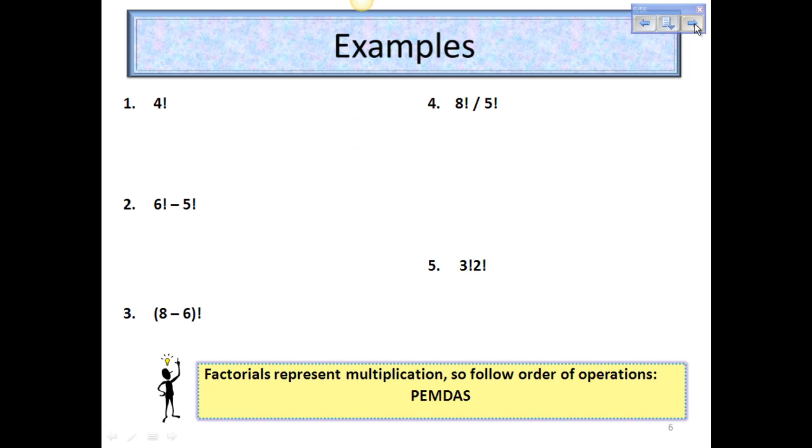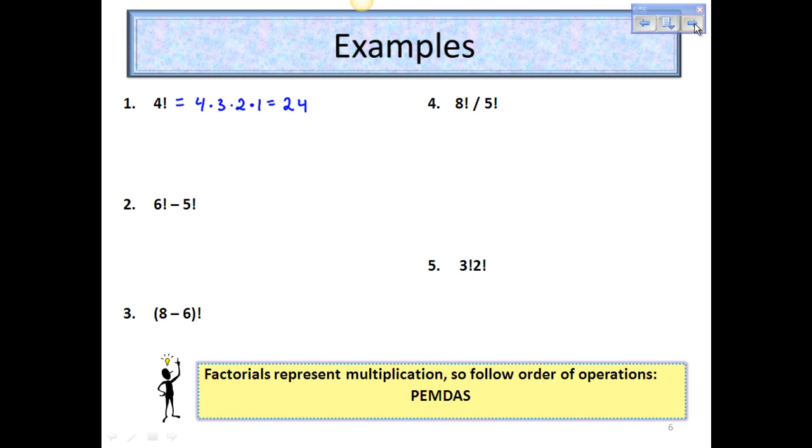So here we're going to look at doing some of these calculations by hand, and then in the next topic we'll look at doing some calculations using the factorial on our calculator. So 4 factorial is 4 times 3 times 2 times 1, and we can multiply all those out, and that's 24.